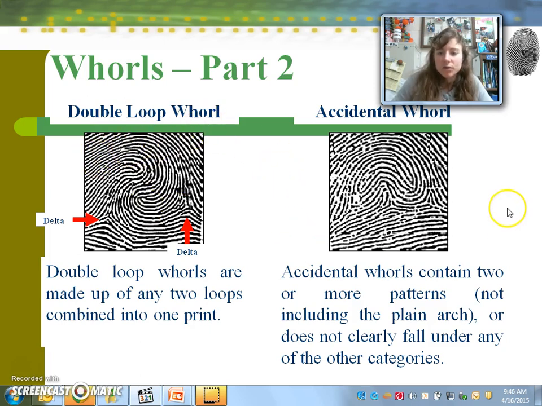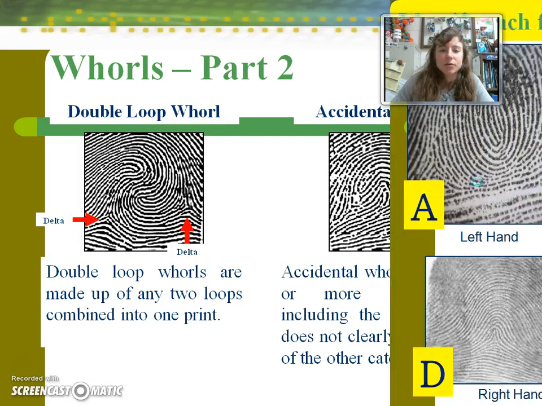And then accidental whorls are just 0.01% of the population, which is 1 in 10,000 people, or 1 in 10,000 of all the prints that exist out there. So accidentals basically have usually 3 deltas, and they're just kind of miscellaneous. They don't really fit into any other category.